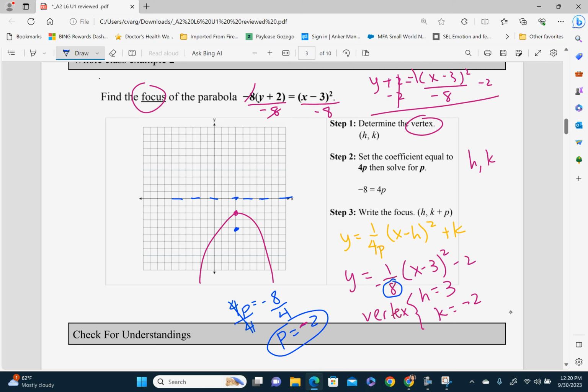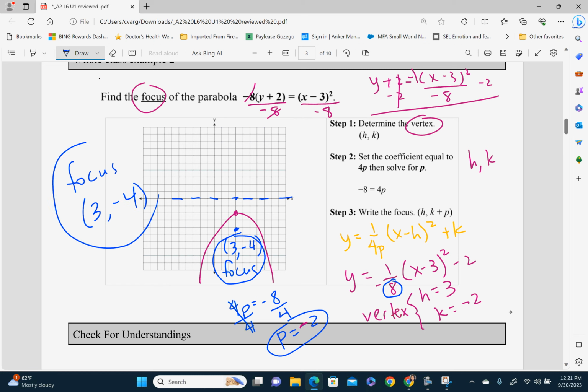So our focus is going to be also 2 points away from our vertex, and it's going to be right here. So what is this coordinate? This coordinate is 1, 2, 3, 1, 2, 3, 4, right? 1, 2, 3, 4. So our answer is going to be positive 3 and negative 4. That is going to be our focus. And you can go ahead and take this and check your work. 3 comma negative 4 is our focus, and we are done.